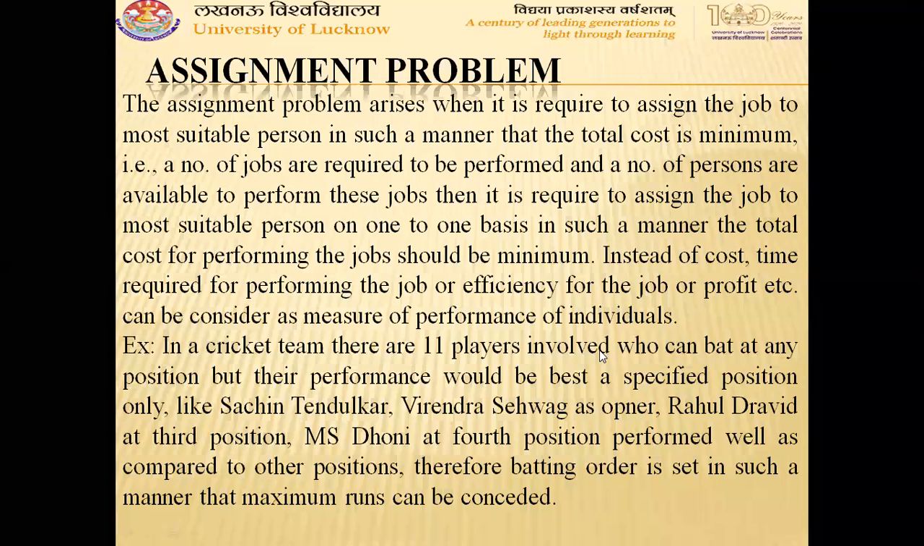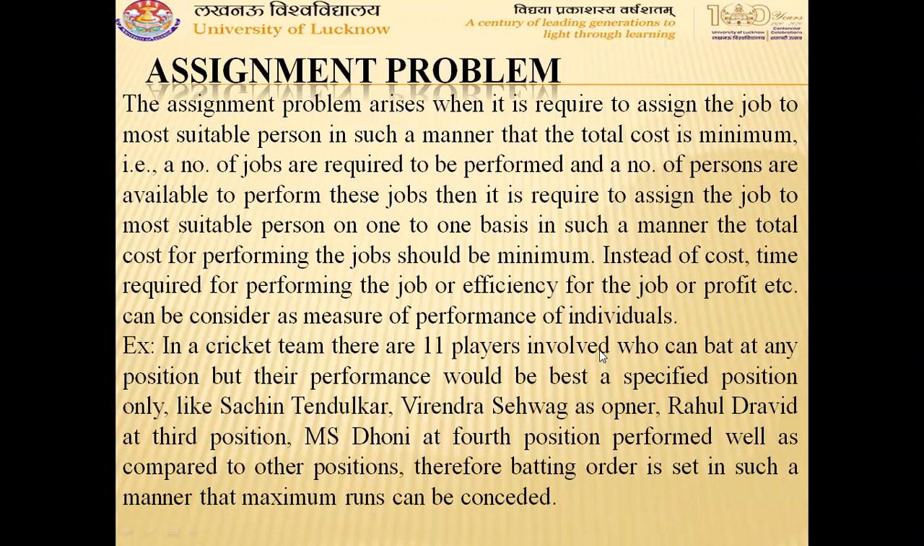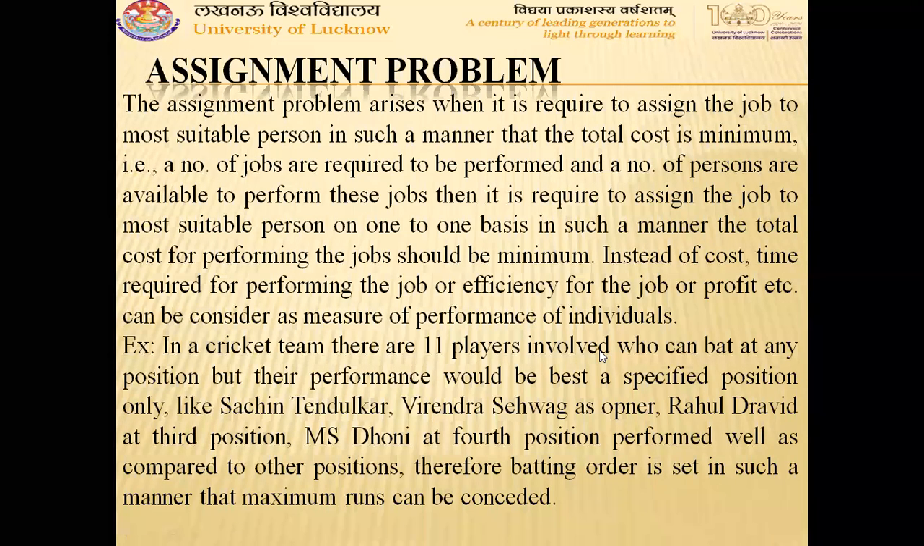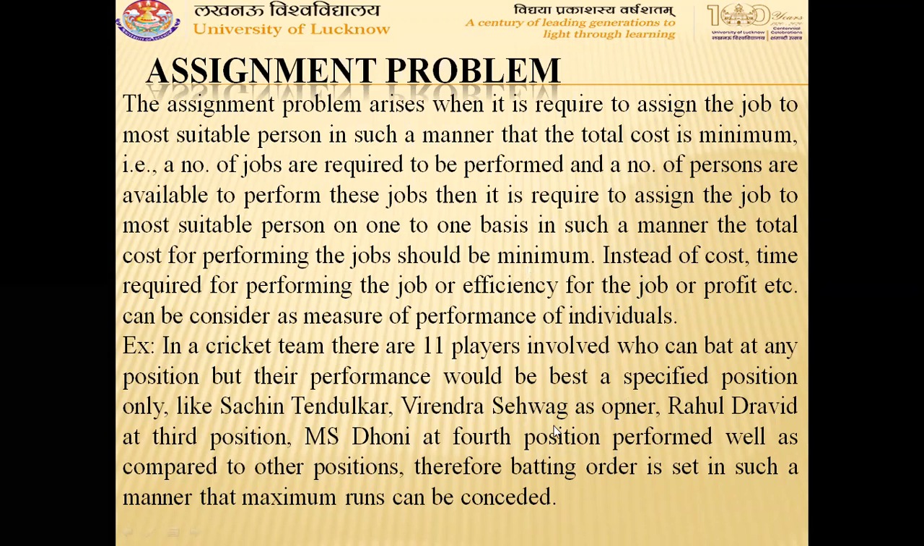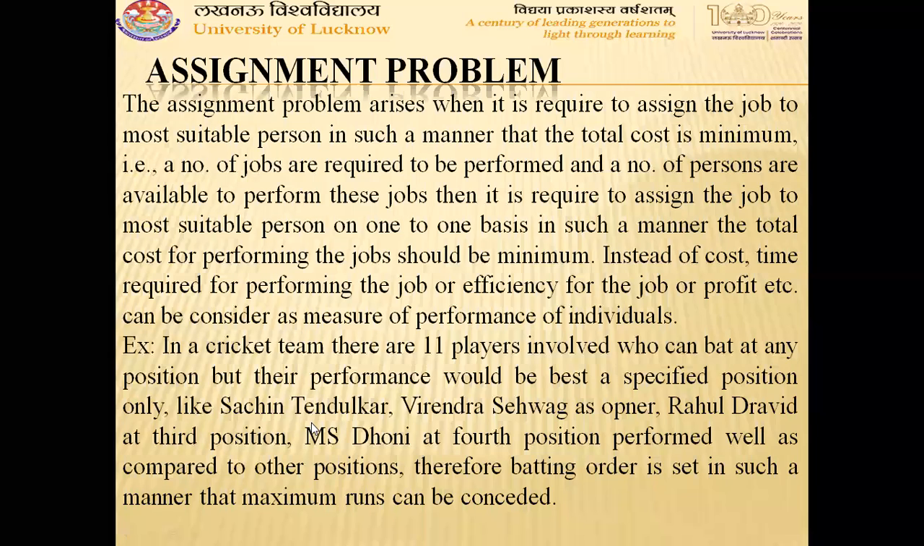That is, if Rahul Dravid played as opener or at fourth position, then he got out and scored smaller runs as compared to third position. So we can say that the batting order is set in such a manner that maximum runs can be scored. That means a player should be placed at the place where he can score the maximum number of runs. Such a type of problem, where a person can perform a job more efficiently, is called an assignment problem.